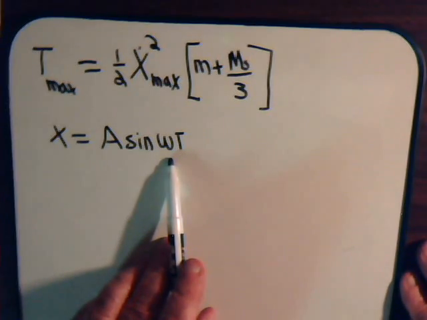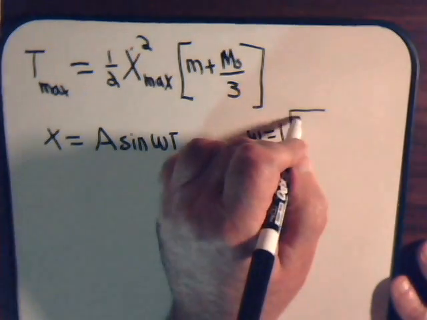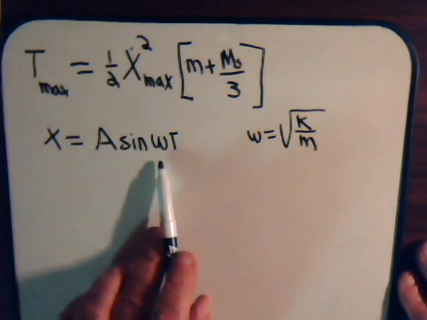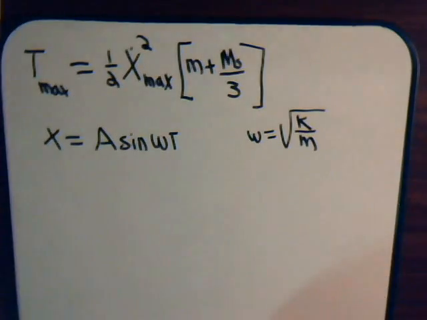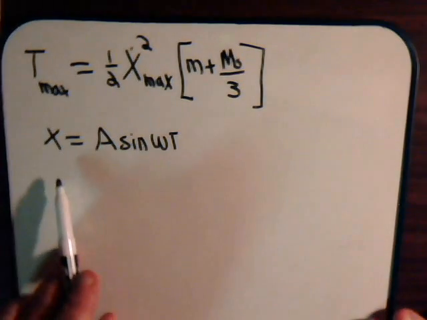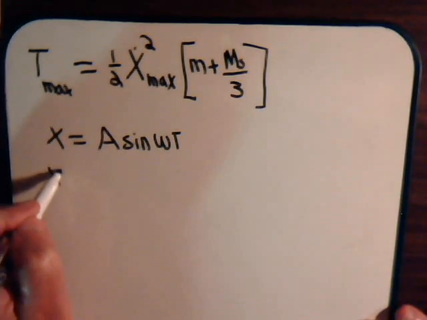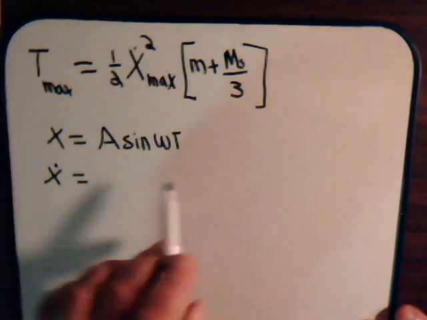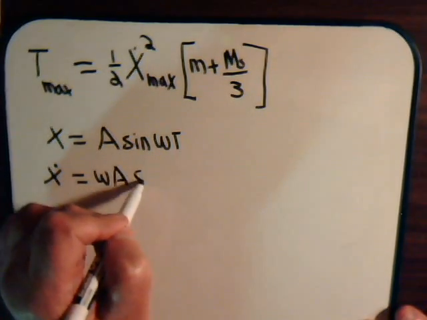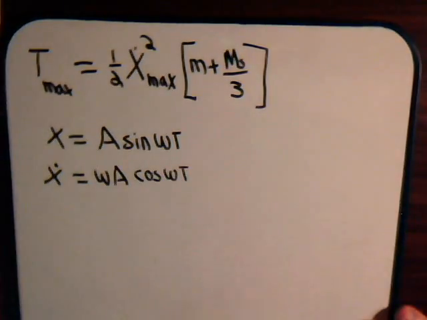Now, if we didn't have to take into account the mass of the spring, then of course omega is just the square root of the spring constant divided by the mass of the block. That's not what it is for this system, because we have to take into account the mass of the spring. But we can find out what x dot is, the velocity of the block, by taking the time derivative. So we'll have x dot will equal omega a times the cosine of omega t. Again, just taking this time derivative.